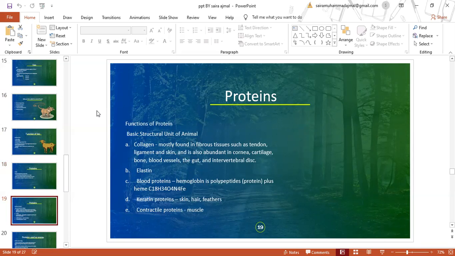Functions of proteins: collagen is a basic structural unit of animals, mostly found in fibrous tissues such as tendons, ligaments, and skin, and also abundant in cornea, cartilage, bone, blood vessels, the gut, and intervertebral disc. Elastin, blood proteins, hemoglobin is the polypeptide plus heme, keratin proteins that are in skin, hair, feathers, contractile proteins that are in muscles.